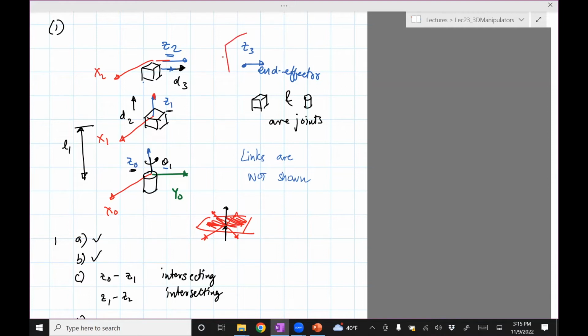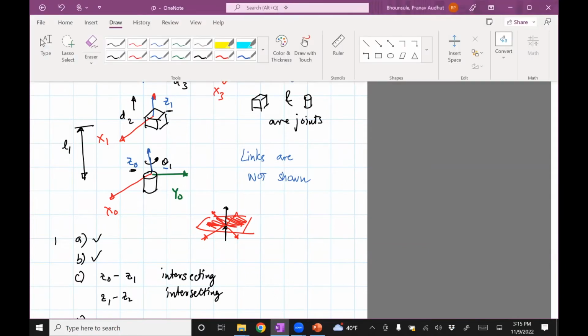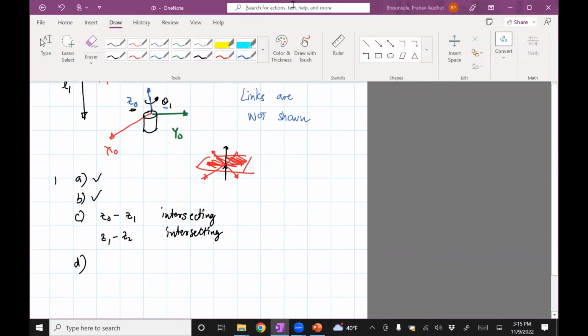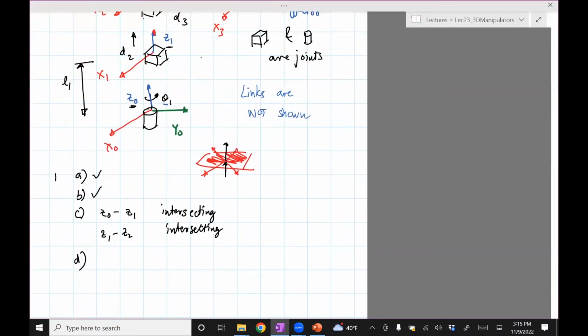You can choose any normal in this plane. Anything will work, because it's a plane and there can be infinitely many perpendiculars. I just decided to go with something which is parallel to x2, just makes my life easy. And that's pretty much it. D is done.